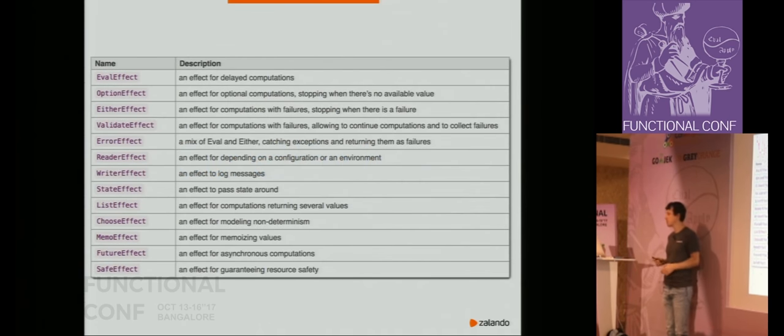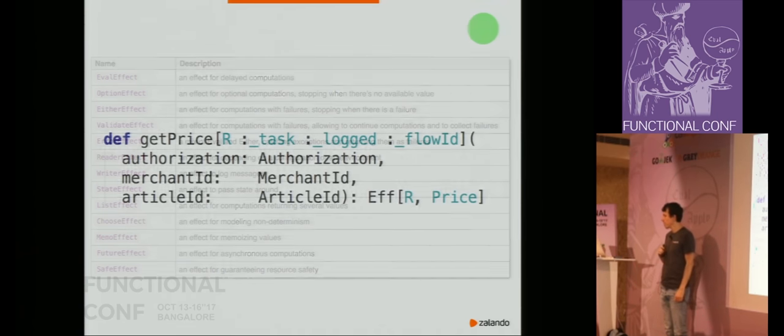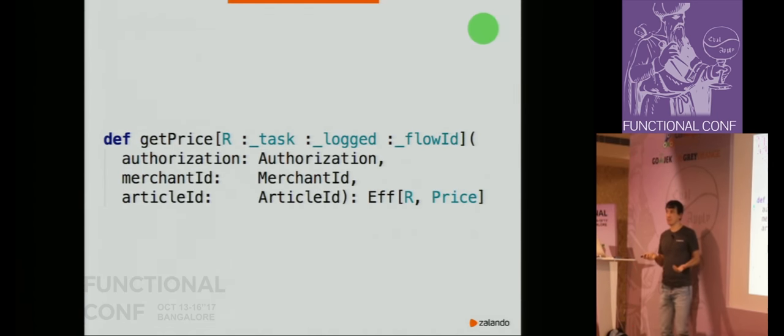So if you look at the Eff library in Scala, you will see lots of effects out of the box: reader, writer, state, I mean, the usual suspects in functional programming. But you can implement your own. So typically, our interfaces look like this, because we generally use concurrency, so we have a task effect. We do some logging, so we have a logged effect, and we do some flow ID, which I'm going to talk about.